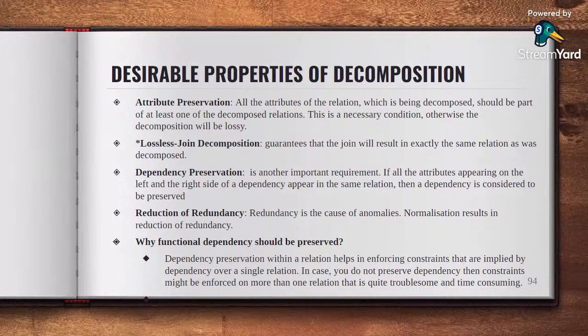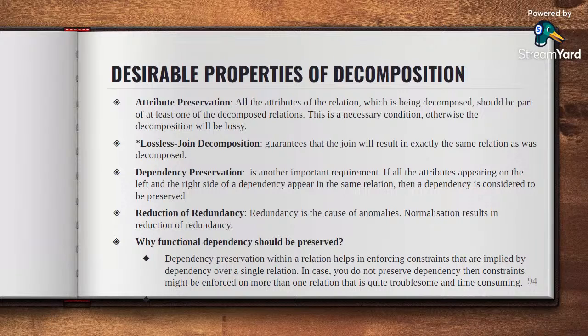All the attributes of the relation which is being decomposed should be part of at least one of the decomposed relations. This is a necessary condition, otherwise the decomposition will be lossy. Lossless join decomposition guarantees that the join will result in exactly the same relation as was decomposed. Dependency preservation is another important requirement. If all the attributes appearing on the left and the right side of a dependency appear in the same relation, then the dependency is considered to be preserved.